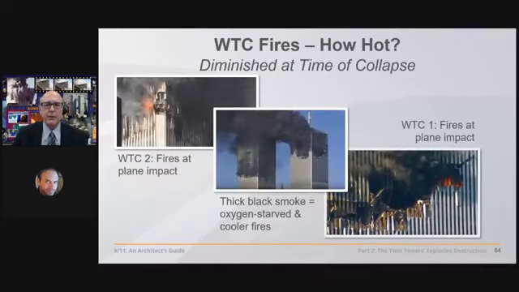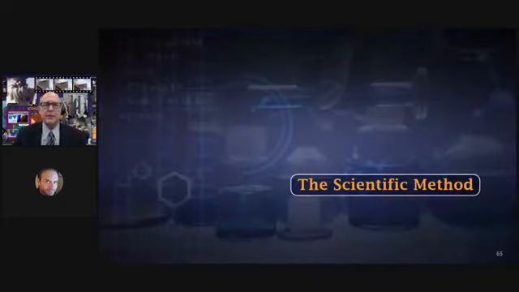But we go further, because the fires weren't raging at the time of the collapse. They were quite diminished, indicated by the thick black smoke. Now, these are oxygen-starved fires and cooler. So we have some real problems to uncover, and that's why we use the scientific method at AE 9/11 Truth. It's been used in the West to winnow error from truth, fact from fiction, fantasy from reality for 100 years now.